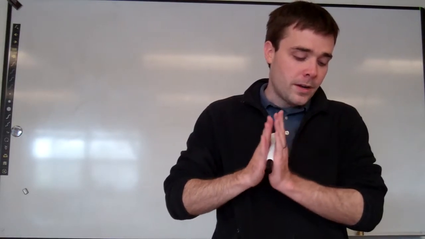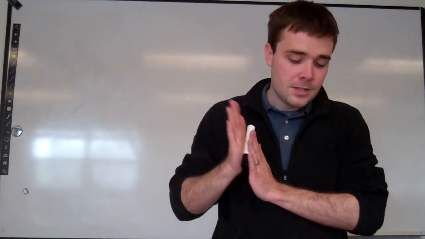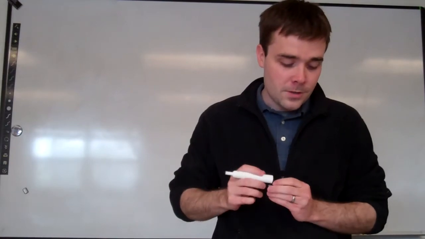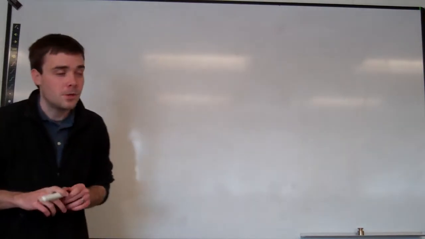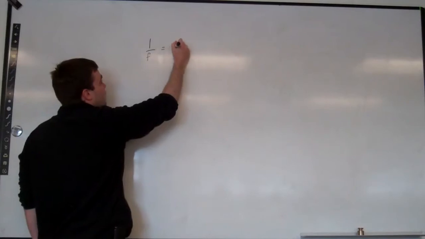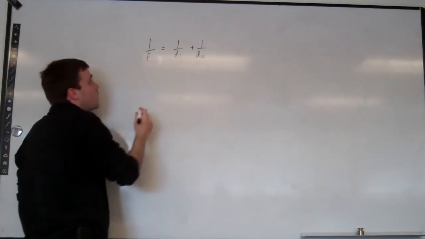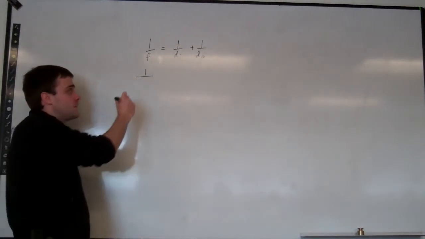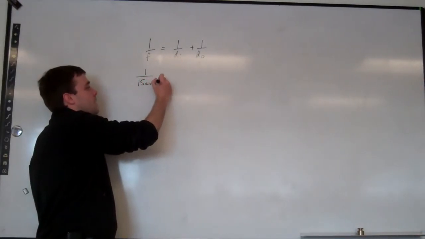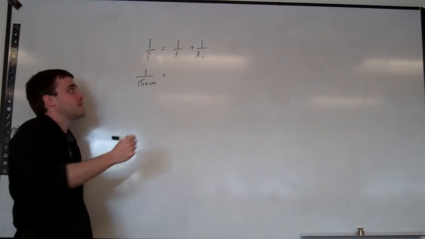Number one: an object is placed 24 centimeters in front of a converging lens of focal length 15 centimeters. Find the image distance and magnification. Also state whether the image is real or virtual, upright or inverted, larger or smaller. So how can we find the image distance? What equation do we use? 1 over f equals 1 over di plus 1 over do. Alright, what's the focal length? 15. Is that positive or negative? Is it converging or diverging? Converging is positive. So it's positive.